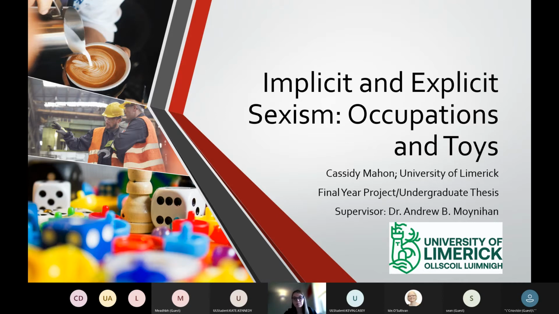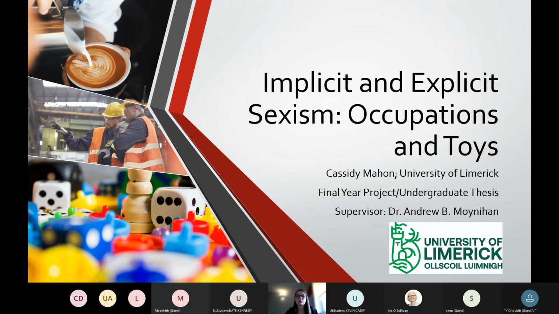I expected to find a positive correlation between holding implicit gender stereotypes for stereotypical occupations and toys, so in the two different IAT conditions. And finally, I expected that being a parent would influence individuals' implicit and explicit sexism, especially in the toy IAT condition. So I'm only going to discuss the results where the hypotheses were supported.